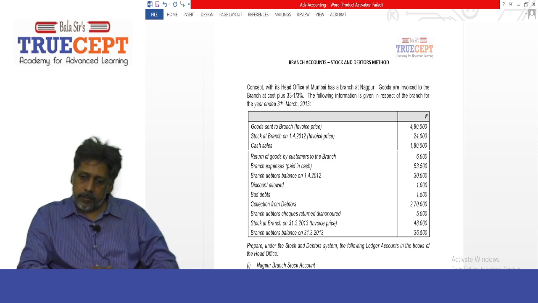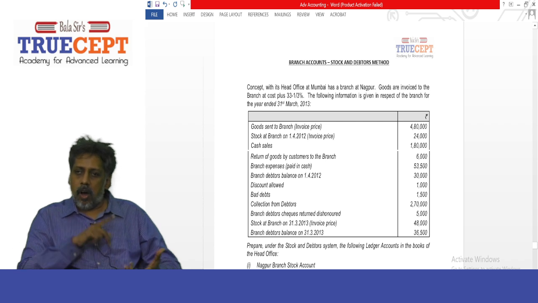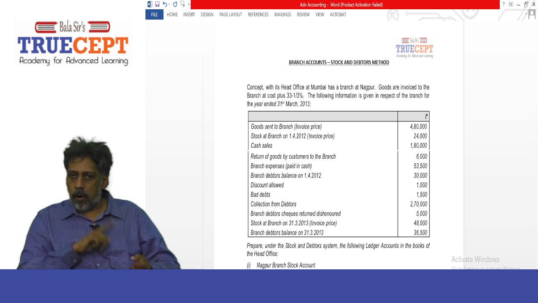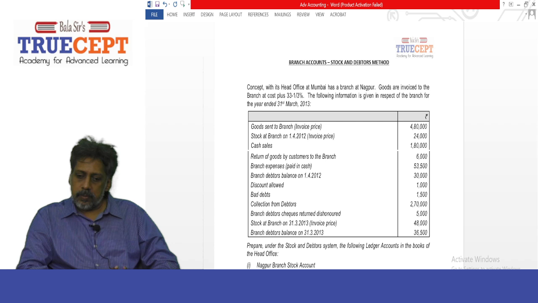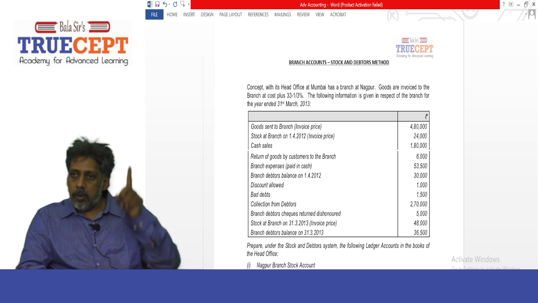Read further. The following information is given in respect of the branch for the year ended 31st March 2013. Goods sent to branch at invoice price 4,80,000. So goods are sent to the branch, 4,80,000 from the head office. Next, stock at branch on 1st April 2012 at invoice price 24,000. 24,000 is the opening stock at the branch at invoice price. This includes the profit element, right?